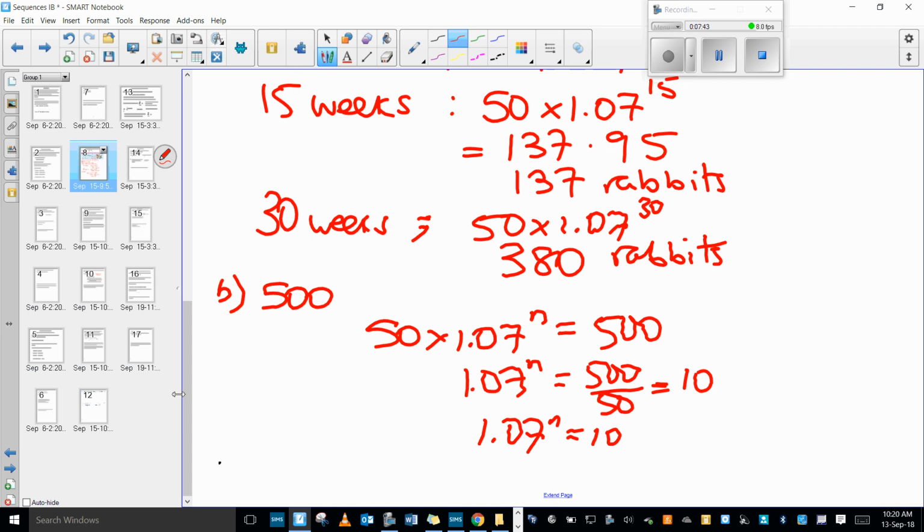Here's a clue while we're guessing and checking: 30 weeks was 380 rabbits, so your value is going to be more than 30. There's a tip for you. You're trying to get 1.07 to a power to equal 10. I got 10.6. Try a couple of numbers less than that. Power 34. Yeah, I did logs and I got 34.